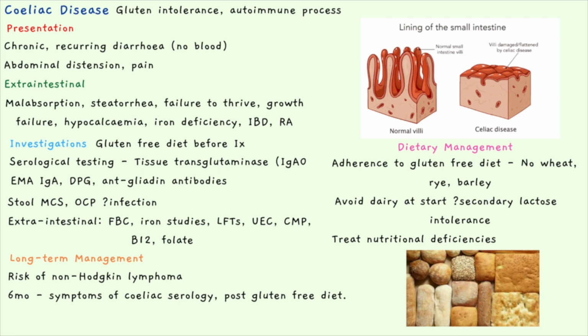Long-term management focuses on the risk of comorbidities, as patients with celiac disease are at an increased risk of non-Hodgkin lymphoma. It is also important to monitor celiac serology every 6 months, assuming they are on a gluten-free diet.